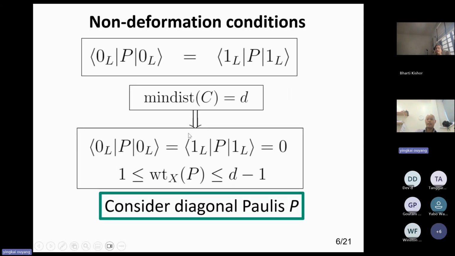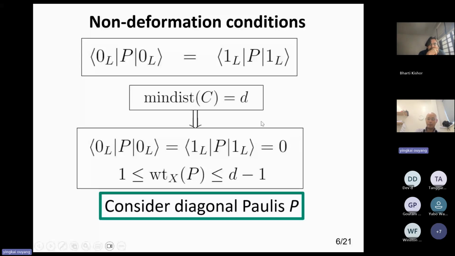The non-deformation conditions, well, there's only one equation to check here. Well, it seems there's only one equation as I've written, but secretly there are many equations, because there are many P's that you need to check, since you need to check all of these low weight multi-qubit Paulis. But anyways, it's not so many equations if you're not going to correct too many errors. All right, so you want to check this condition, and when would this non-deformation condition be satisfied?